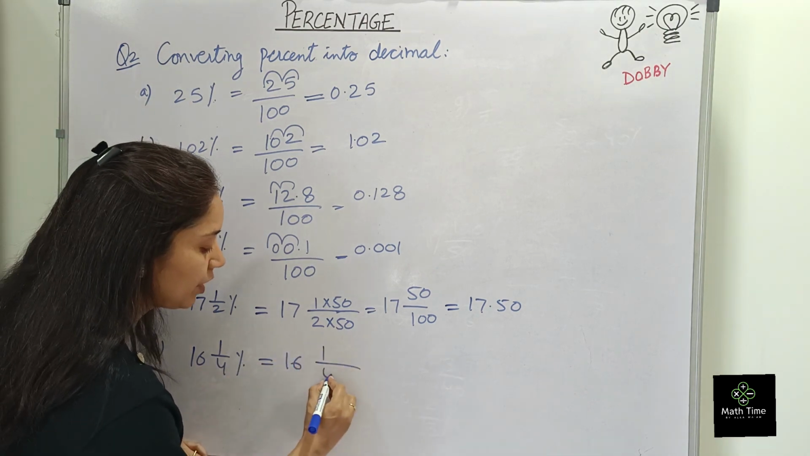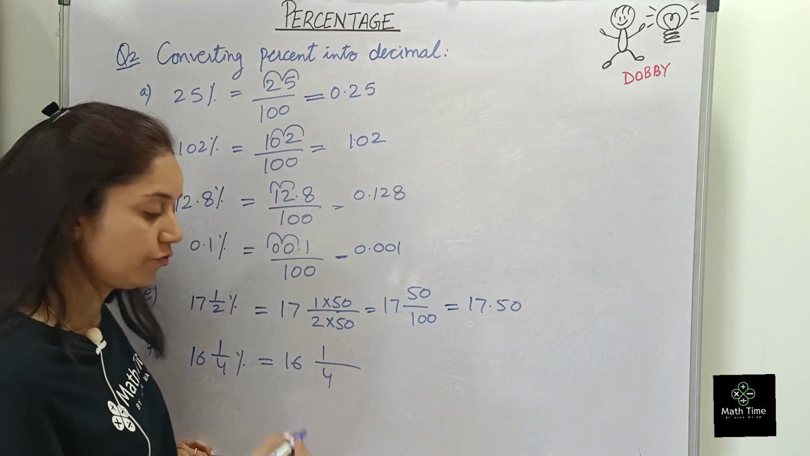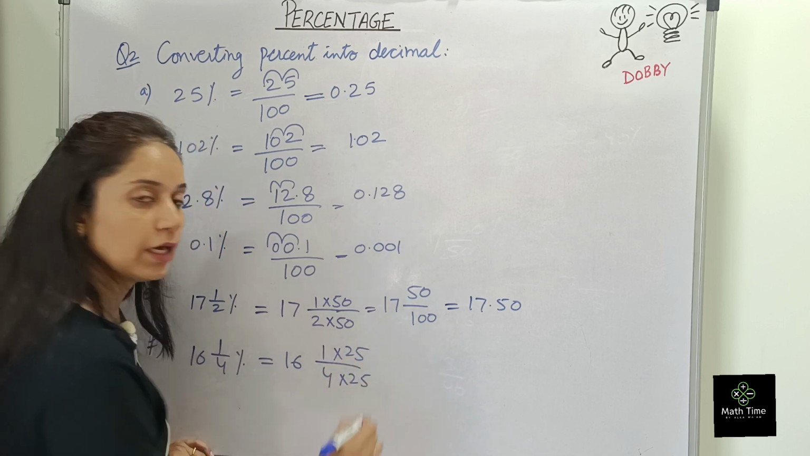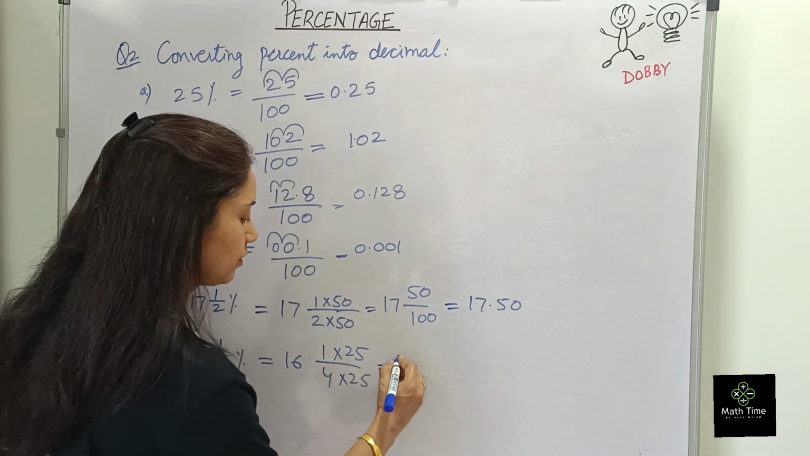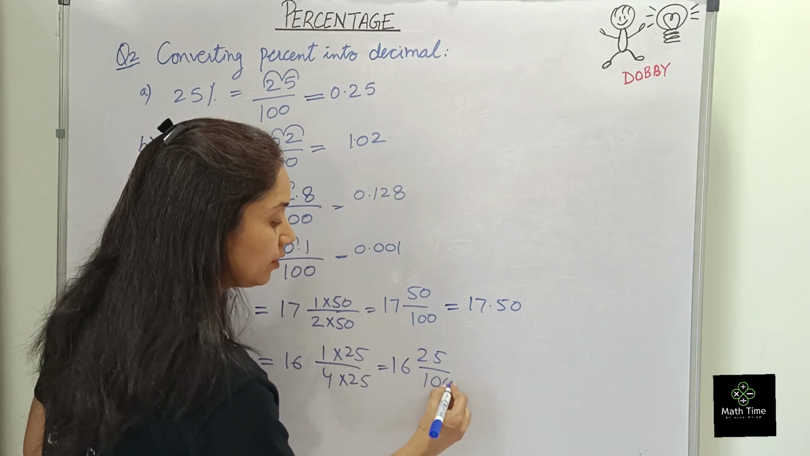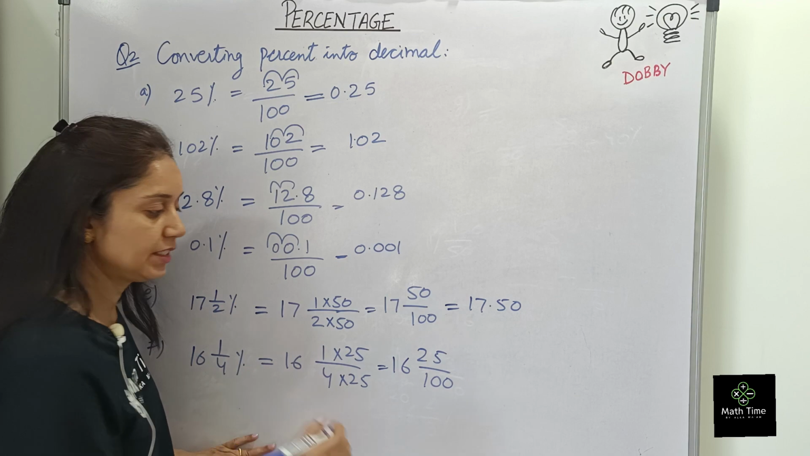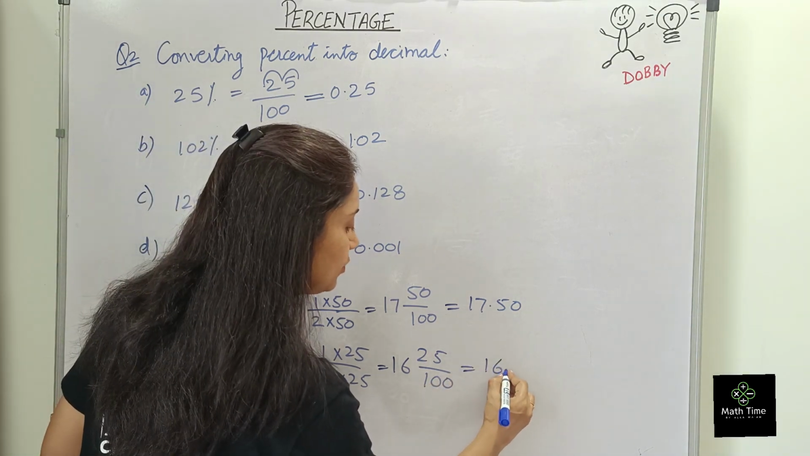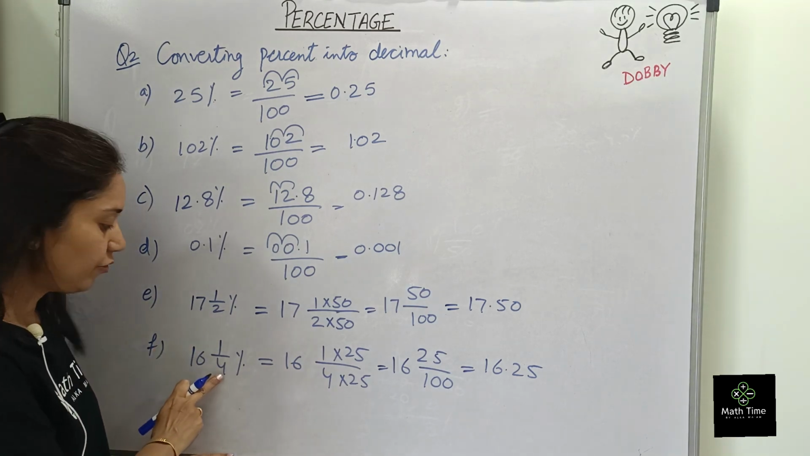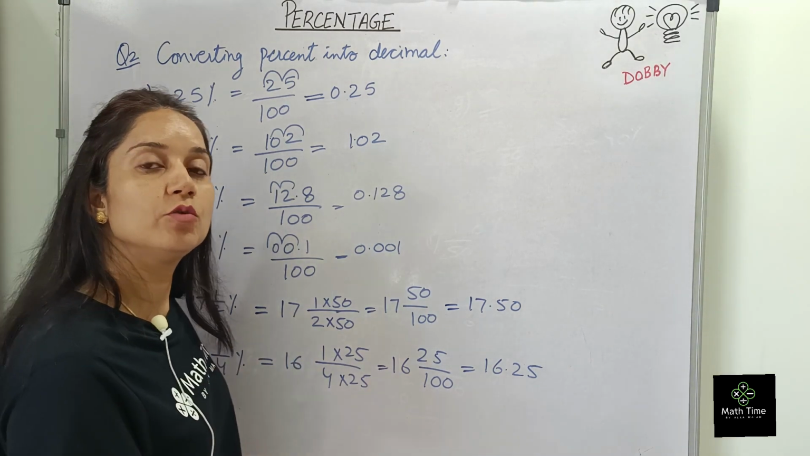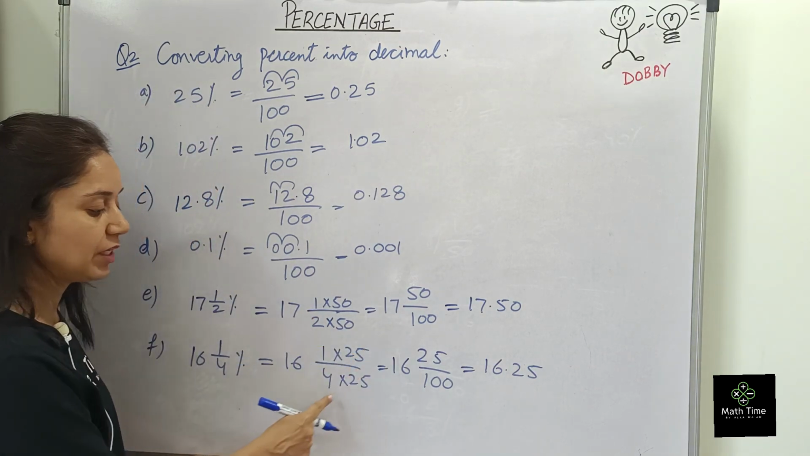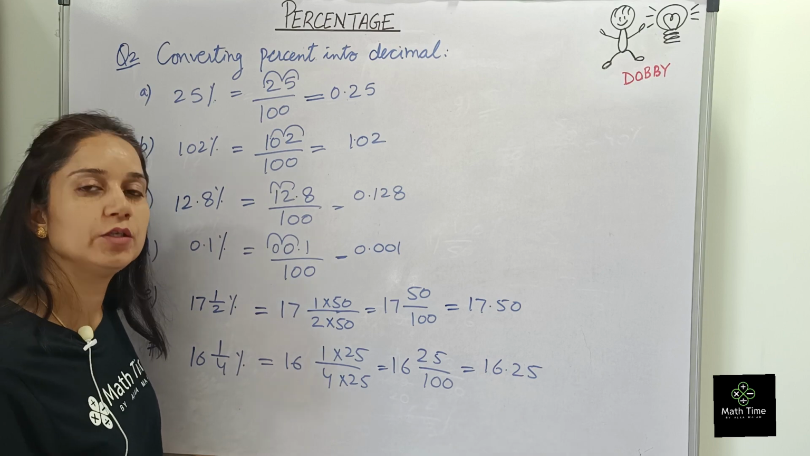1 upon 4 we are going to make with denominator 100. 4 multiplied by 25 gives us the denominator 100. 16 whole, 25 upon 100. 25 at the 100th place, that means 2 decimal places. It gives us 16.25. Here were fractions which we were able to turn into denominator 100, right? So we multiplied by 50, we multiplied by 25, so the denominator turned into 100.